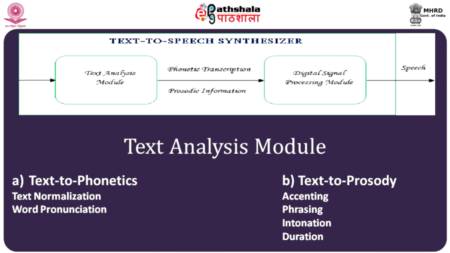The first one is text to phonetics, which is done in a few steps. For example, the first one is text normalization. The second one is word pronunciation. And then in the second block, text is converted into prosody. This conversion is done by accenting, phrasing, intonation, and duration. These are the four points in which text to prosody works. Now I'll explain in brief how each of the points of text to phonetics and text to prosody works.